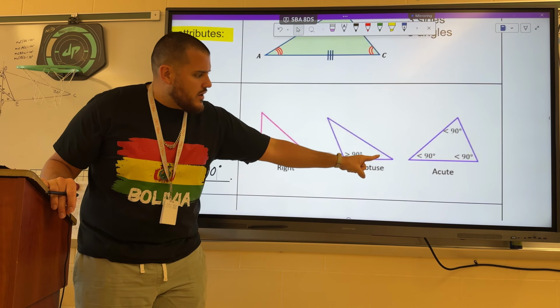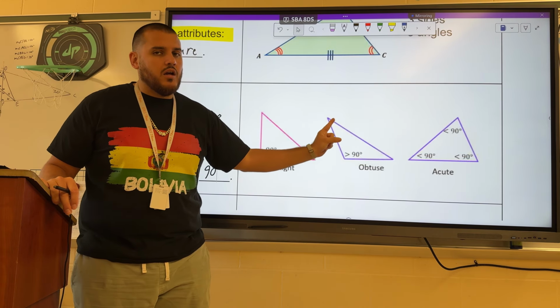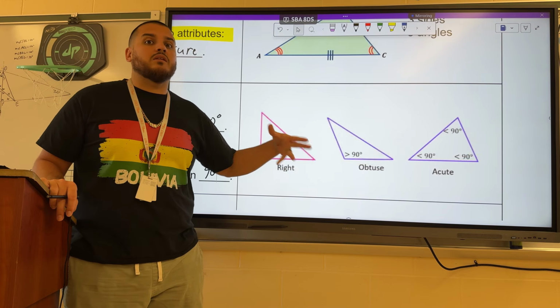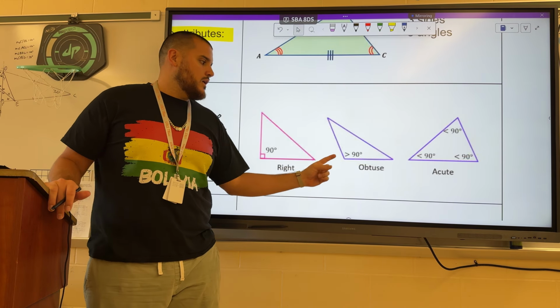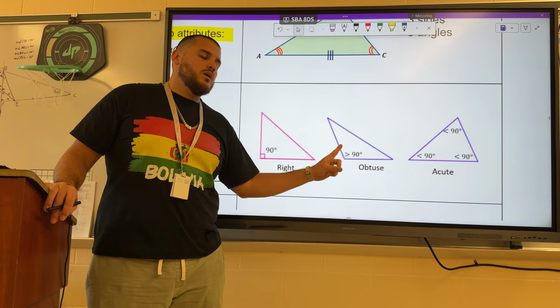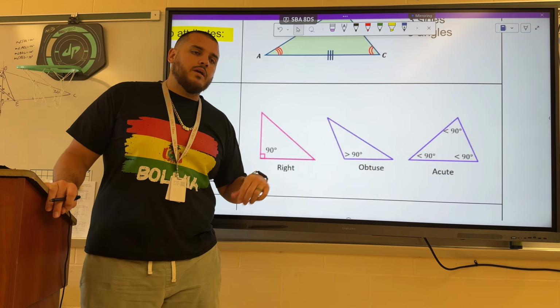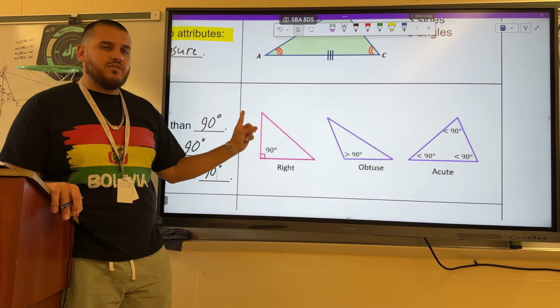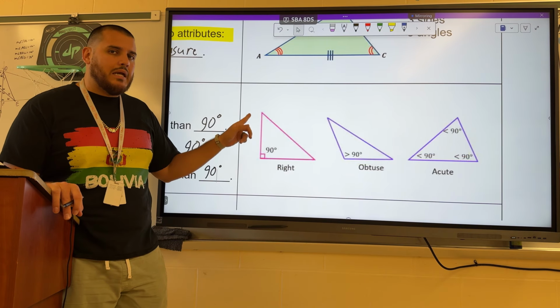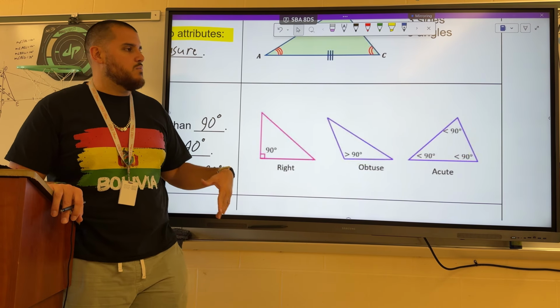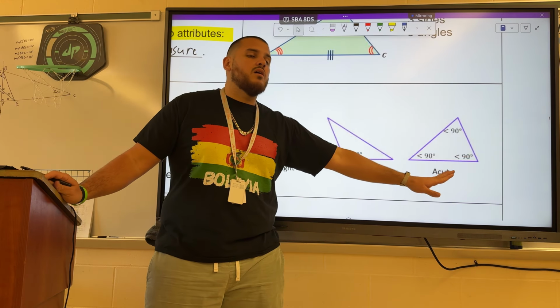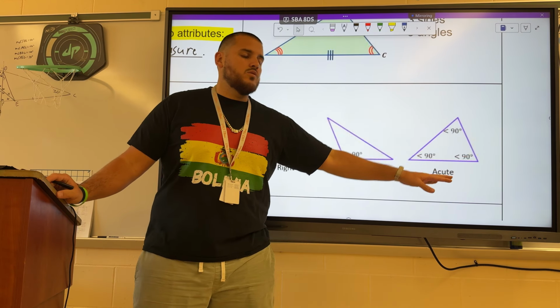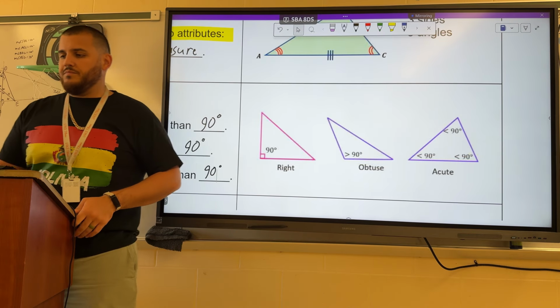Notice the other two angles in the obtuse triangle are acute. So they're not all obtuse. That's impossible in a triangle, as we'll come to learn. Only one angle would be more than 90 degrees. Same kind of thing goes for the right triangle. Those other two angles have to be acute. I cannot have multiple 90-degree angles in a triangle. It's impossible. We can have, though, all three angles being acute, which would make it an acute triangle.